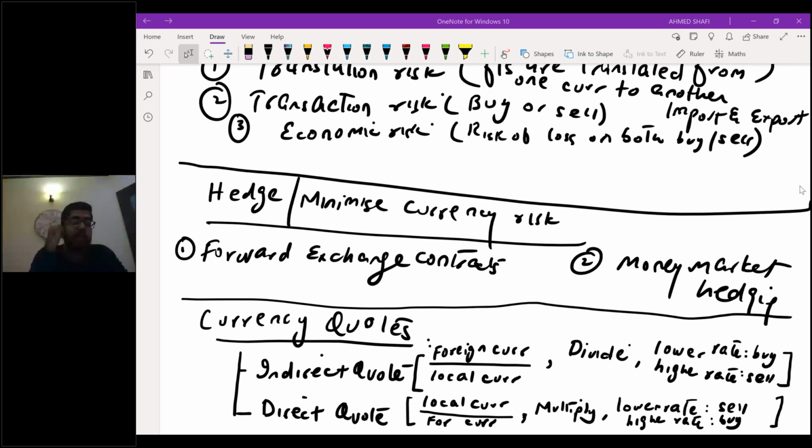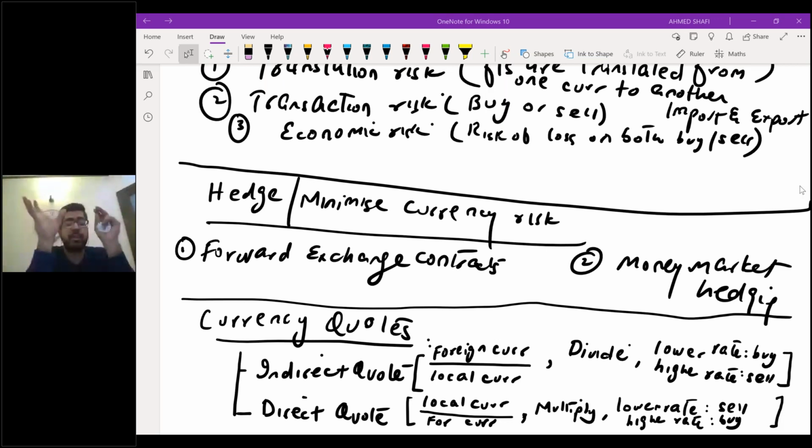Ahmed, you have a problem in currency swap, but the very good news for you is that currency swap only comes in theory MCQs. There is no calculation in the syllabus, so you don't need to worry regarding that. Okay.